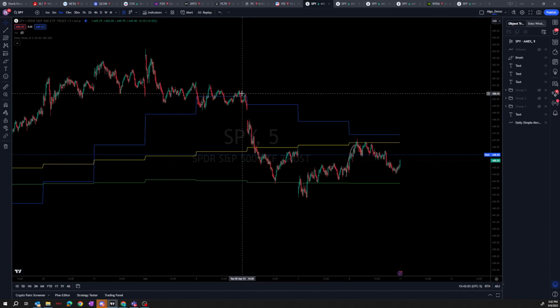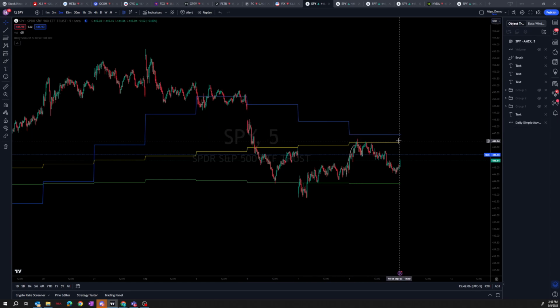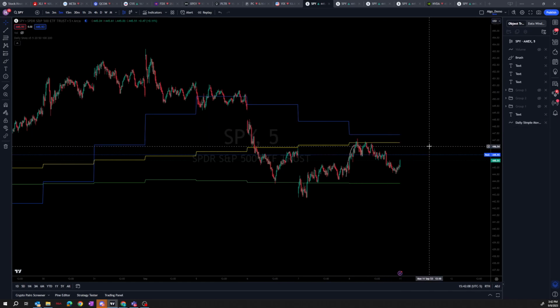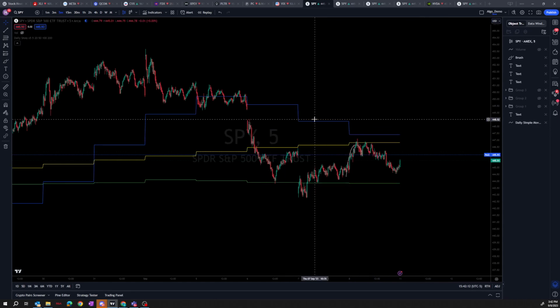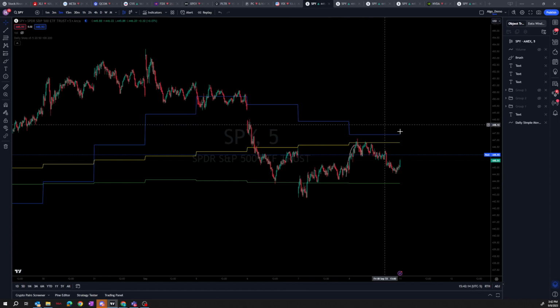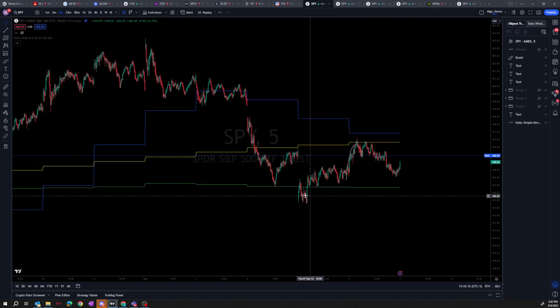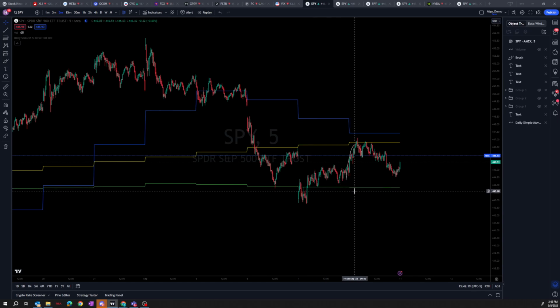And what we can see here is the 5 daily SMA is sloping downwards, which is saying, hey, even though it's net bullish overall, in the short time frame, it's actually a little bit bearish. But as long as it's above the 20, it's still somewhat bullish.